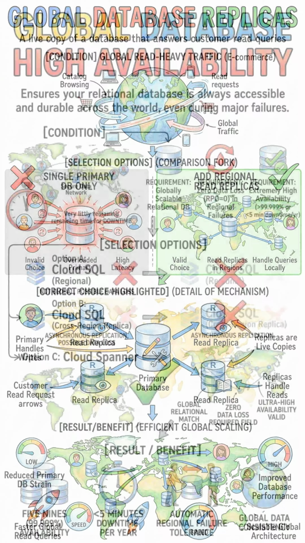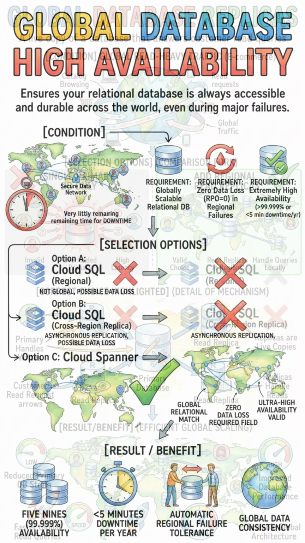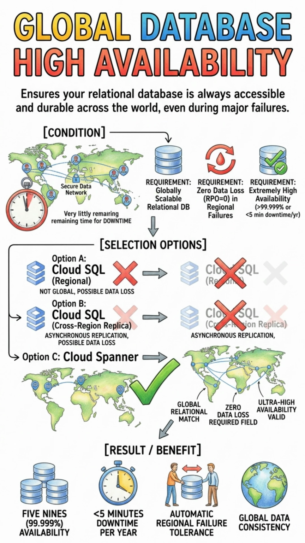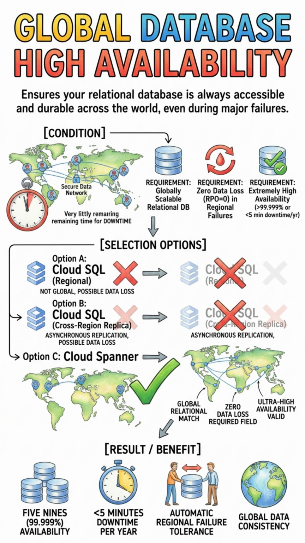Cloud Spanner takes high availability to the absolute extreme for relational databases. It distributes your data across multiple zones and regions automatically, providing an incredible 5 nines of availability, which means less than 5 minutes of allowed downtime per year. If an exam scenario demands a globally scalable relational database with zero data loss during regional failures, Cloud Spanner is your only correct answer.